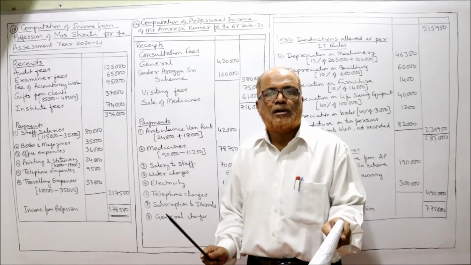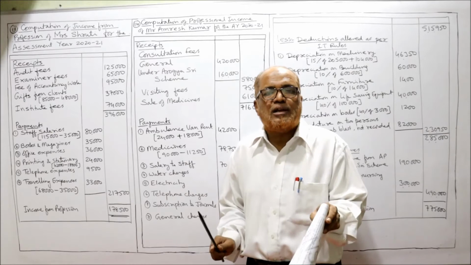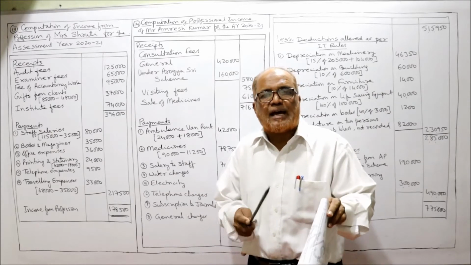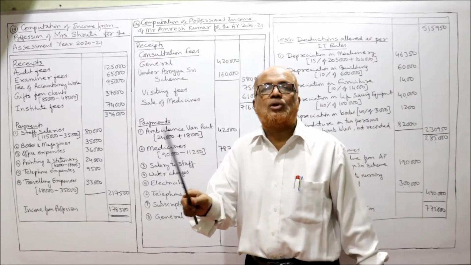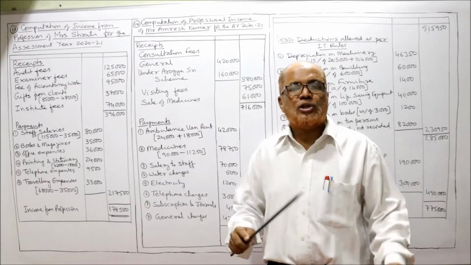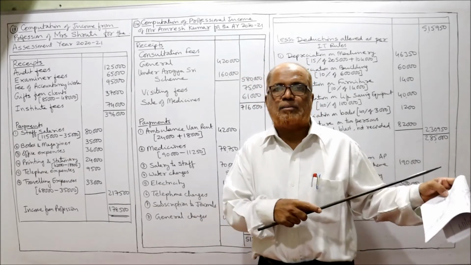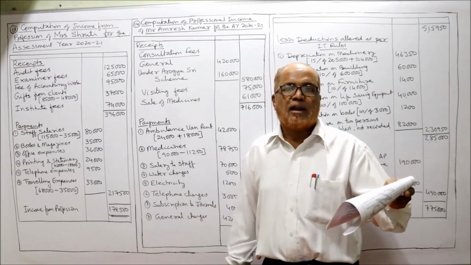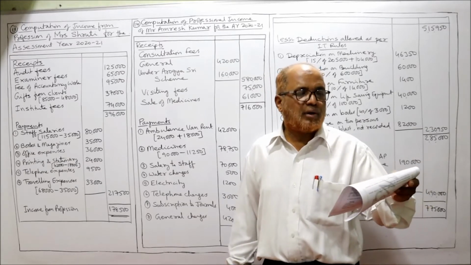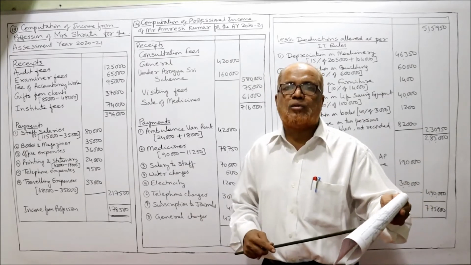We should not take those. We will take only professional income. For the incomes which are taxable under other sources, you just have to give a note. In the working note, you should write that interest on bank deposit and winning from lottery are taxable under income from other sources. Rent is taxable under income from house property. All these points you have to write.